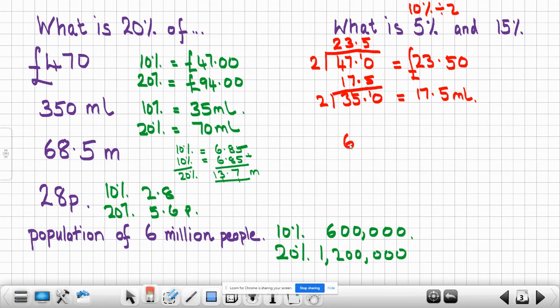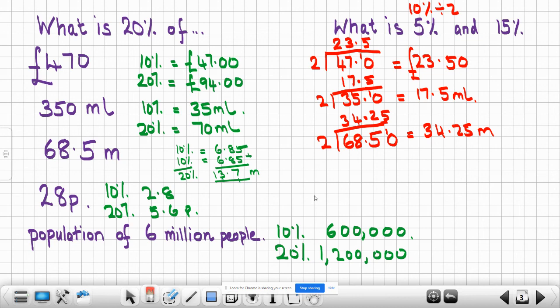The next one, 68.5. So to find 5%, I'm going to divide by 2. That's going to be 2's into 6 goes 3. 2's into 8 goes 4. No remainder, but I've got to carry on because I've got this 5 here. So I'm going to put a decimal point at the top. 2's into 5, 2 with a remainder of 1. And I can continue to put a 0 there without changing the value. 2's into 10 goes 5. So that is 34.25 meters. Always remember to say what you're talking about at the end.